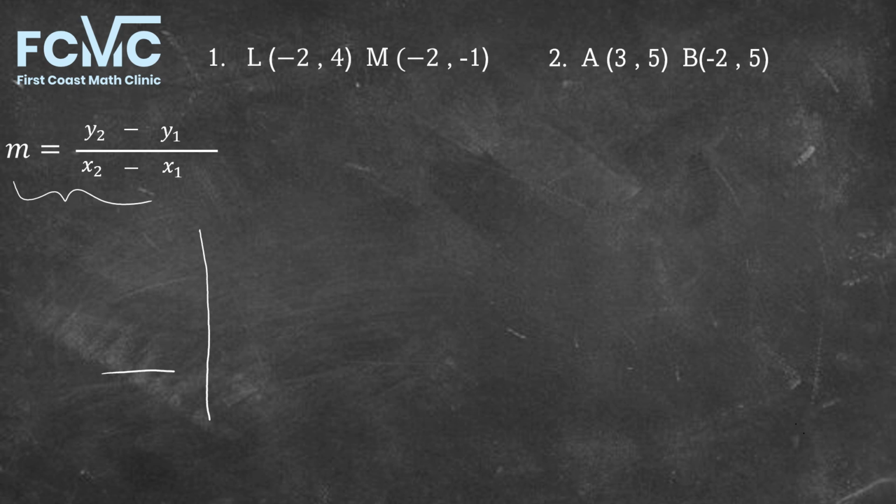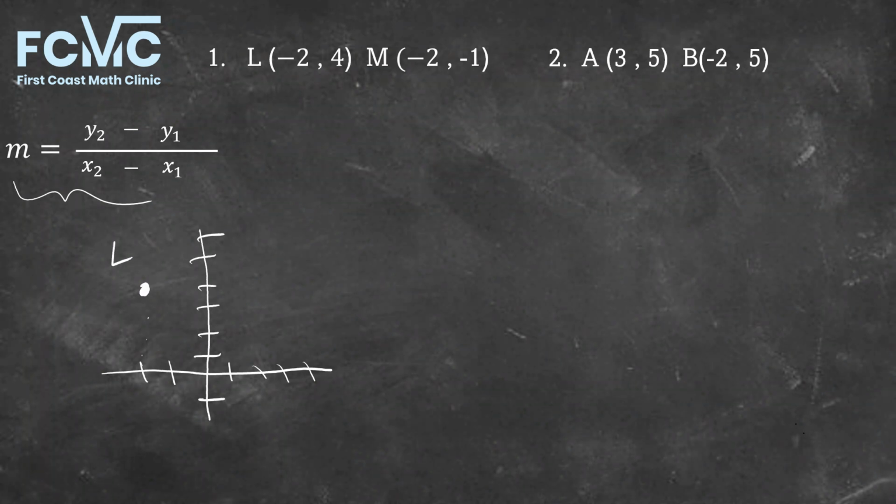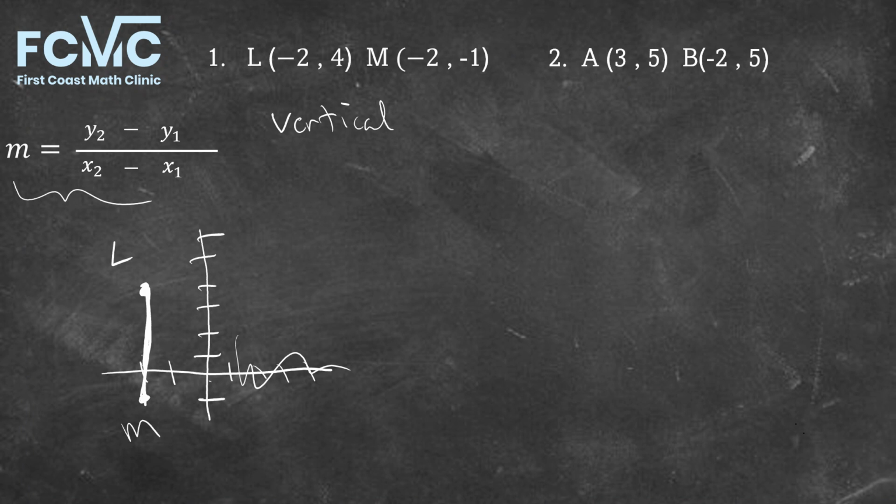All right, so we've got our x and y axis. So L is negative 2, 4. Start at negative 2 and then go up 4: 1, 2, 3, 4. So L is right here. And then M is negative 2, negative 1. So negative 2, negative 1. So we've got a vertical line. These points give us a vertical line.